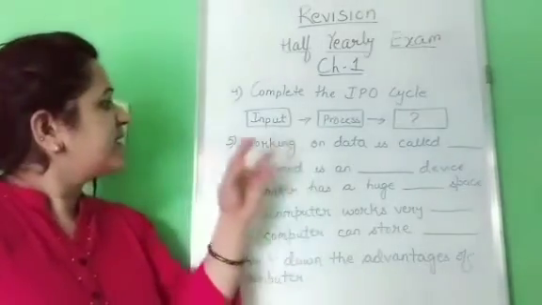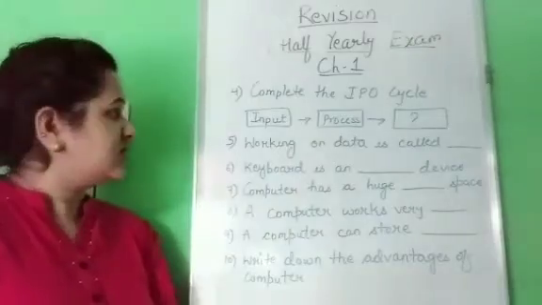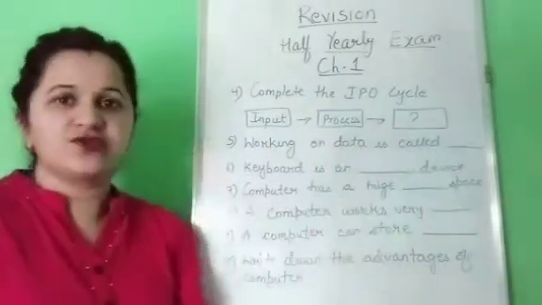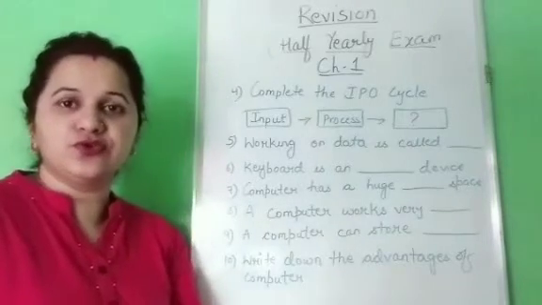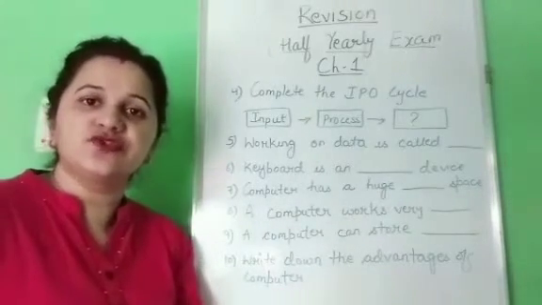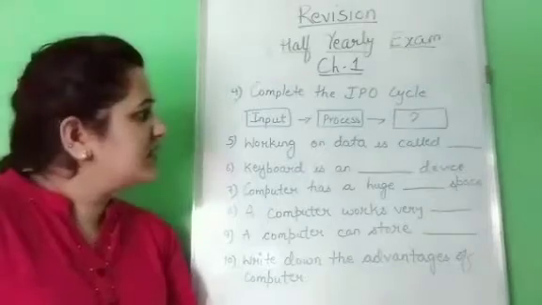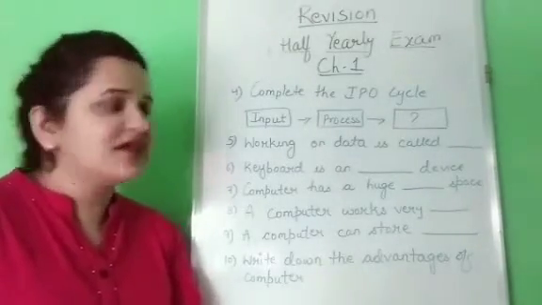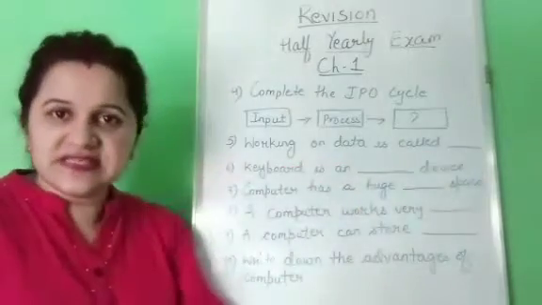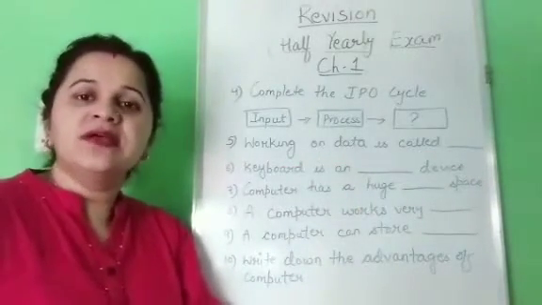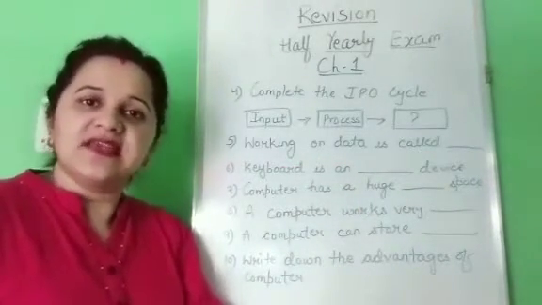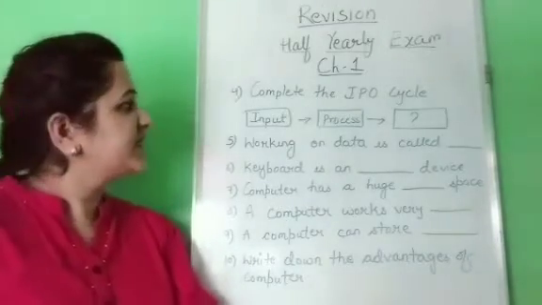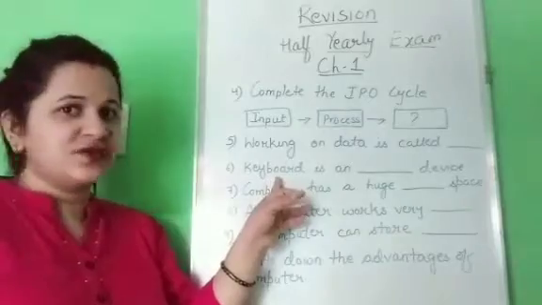Now come to the fifth question. Working on data is called dash. Now children, if data, raw facts and figures, are given to you, when we work on it, that work is called what? Processing. So you will write down processing, P-R-O-C-E-S-S-I-N-G, processing.